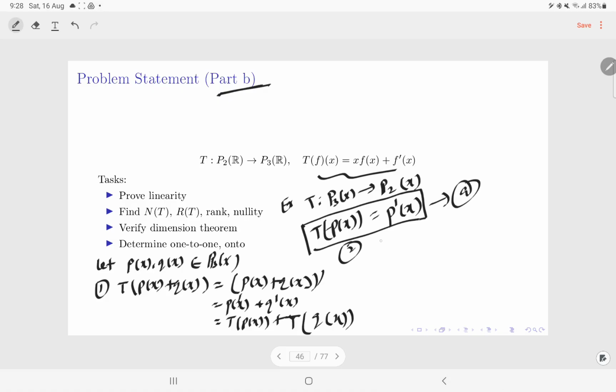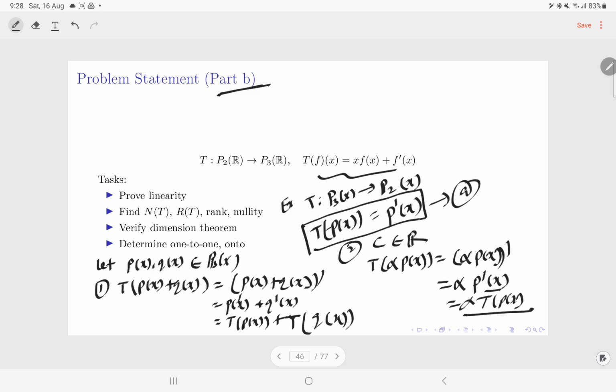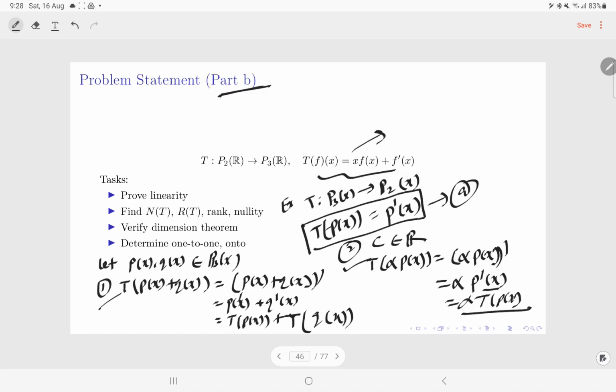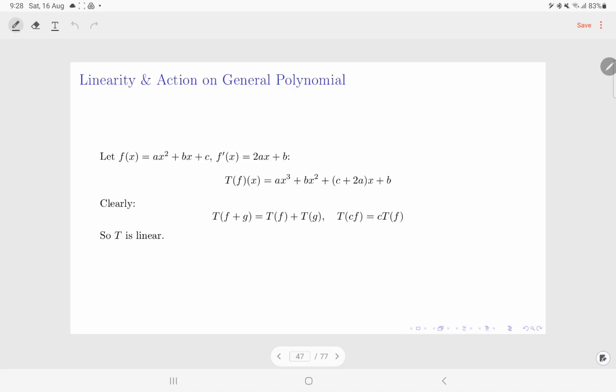What about the second property? Let c come from your real field, and then T of c p(x) will be the derivative of c p(x), which is c times the derivative of p(x), that is c times T of p(x). Hence you have shown that both properties of a linear transformation are satisfied. Similarly, can you do the steps for part B? And then similarly for null of T, I'll just quickly go over it.